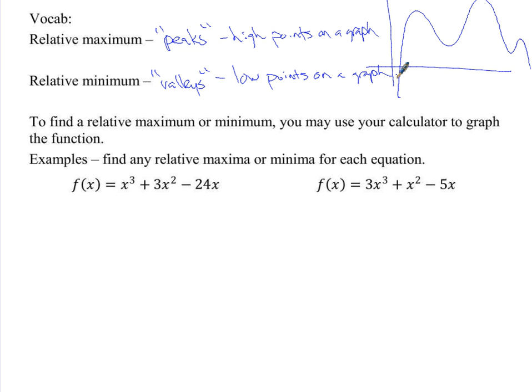To find a relative maximum or minimum, or to find all of the relative maxima and relative minima, that's the plural for maximum and minimum, by the way. It's not maximums. You may use a calculator to graph the function. There is a way to do it algebraically, but you wouldn't learn that until you got to calculus. So we can't do that algebraically. But we can just graph the function and then find them on our calculator using the maximum or minimum operation. So let's go ahead and do that.